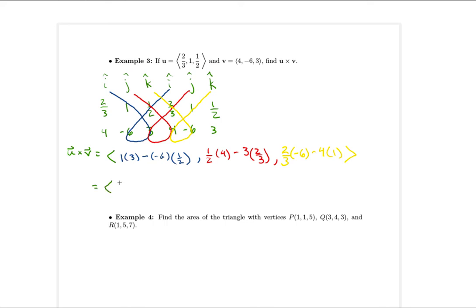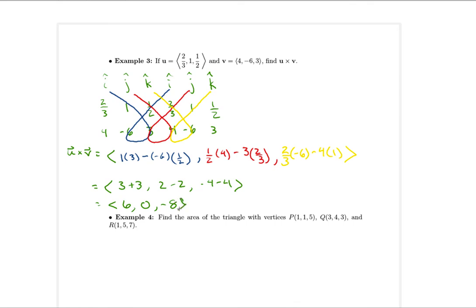So what do we get here? 3 plus 3, we get 2 minus 2, and we get -4 minus 4. So 6, 0, -8.